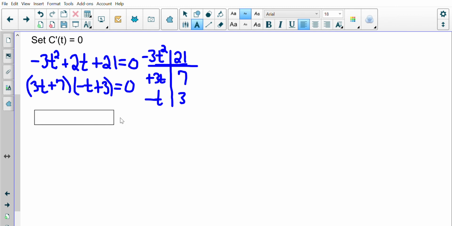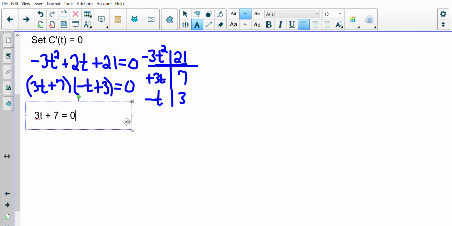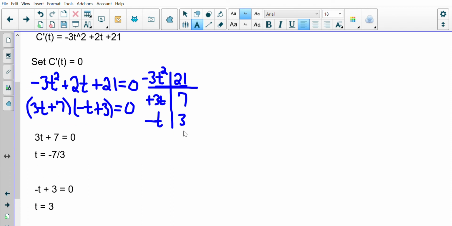So the first piece there, I've got 3t plus 7 is equal to 0. If I do a little bit of rearranging and solving, I get t is going to be negative 7 divided by 3. That's my first solve. And then I got negative t plus 3 equals 0. Well, if I just move that negative t over to the other side, I'm going to get t equals 3. All right, so there's our two values.